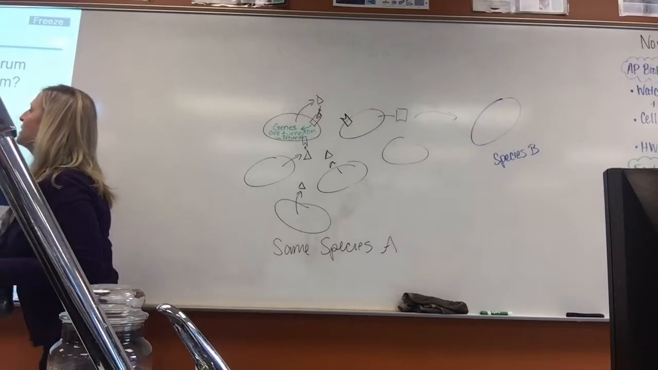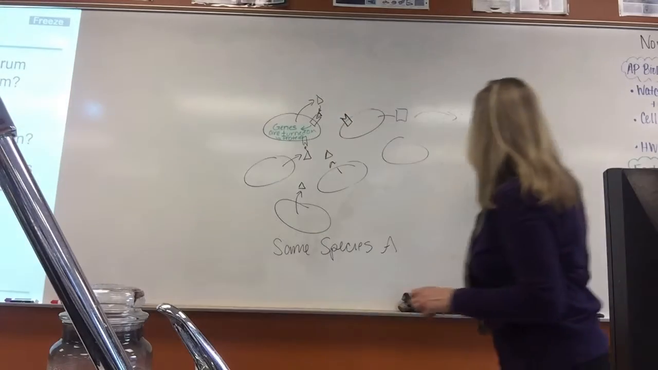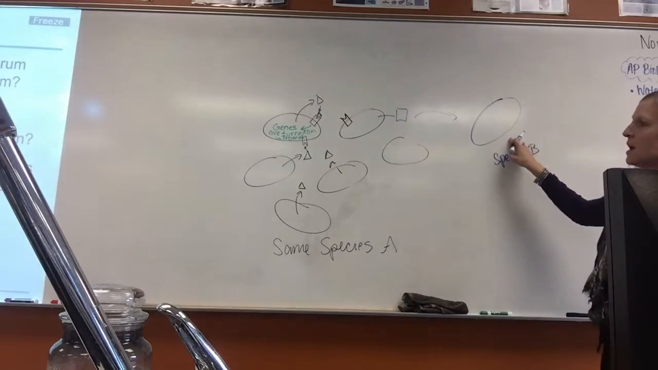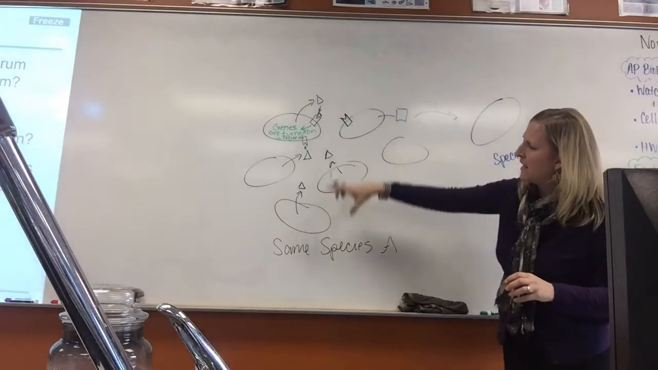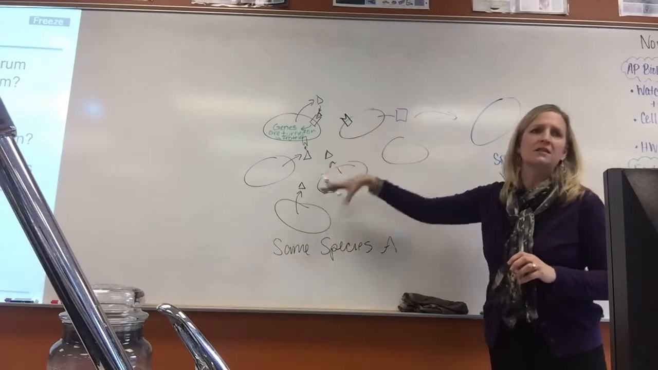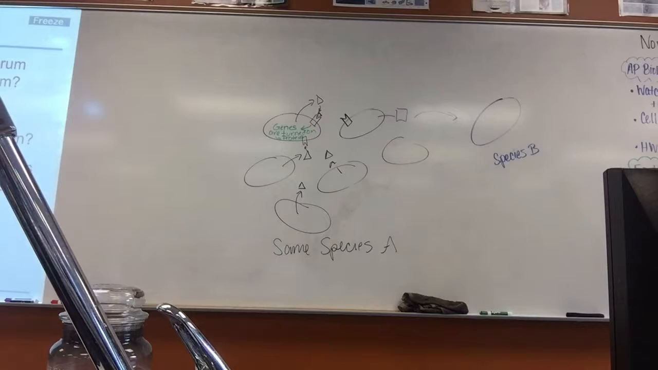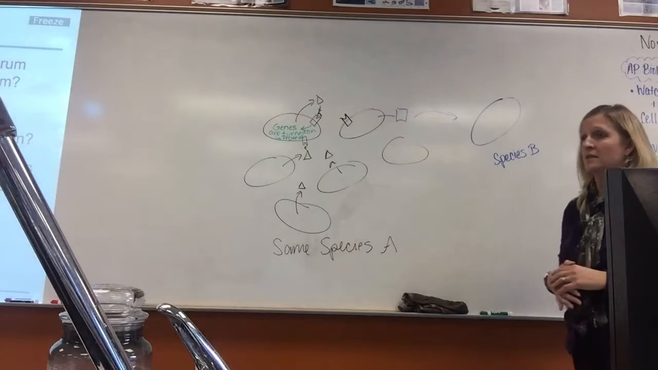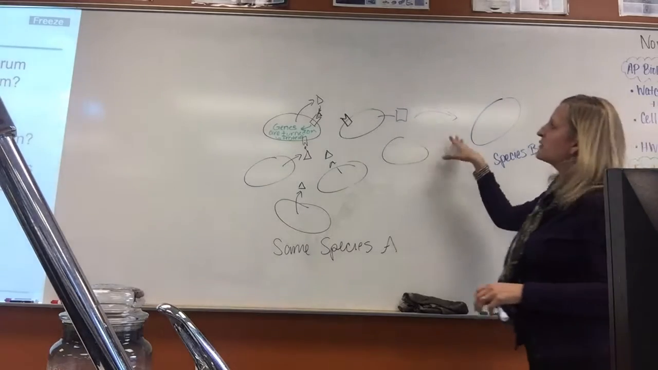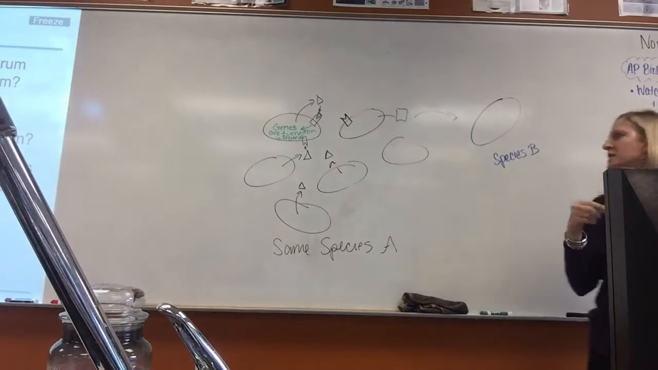For the next one, why can't species B be in on the conversation between the ones of species A? Megan? It doesn't have the receptors that accept the binding. Yeah, it doesn't have the right receptors. It all has to do with the proteins embedded in here.